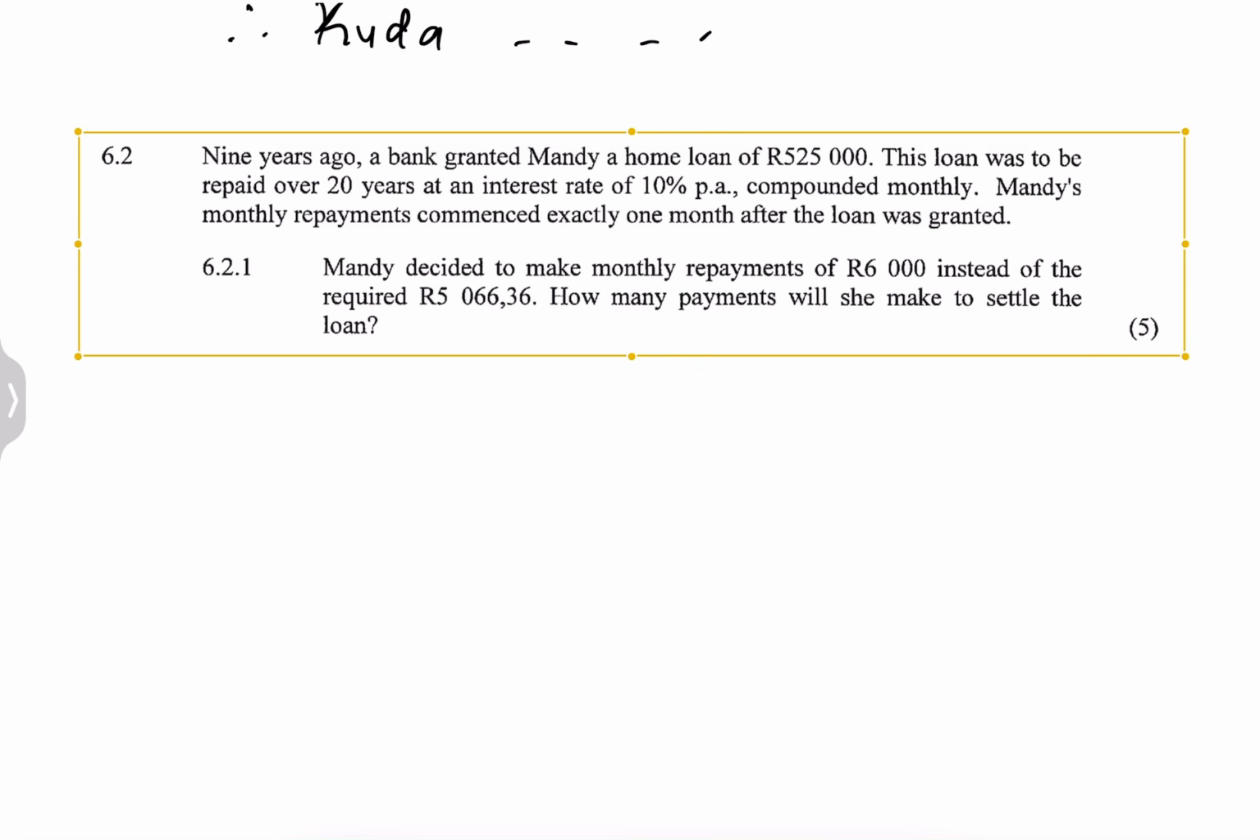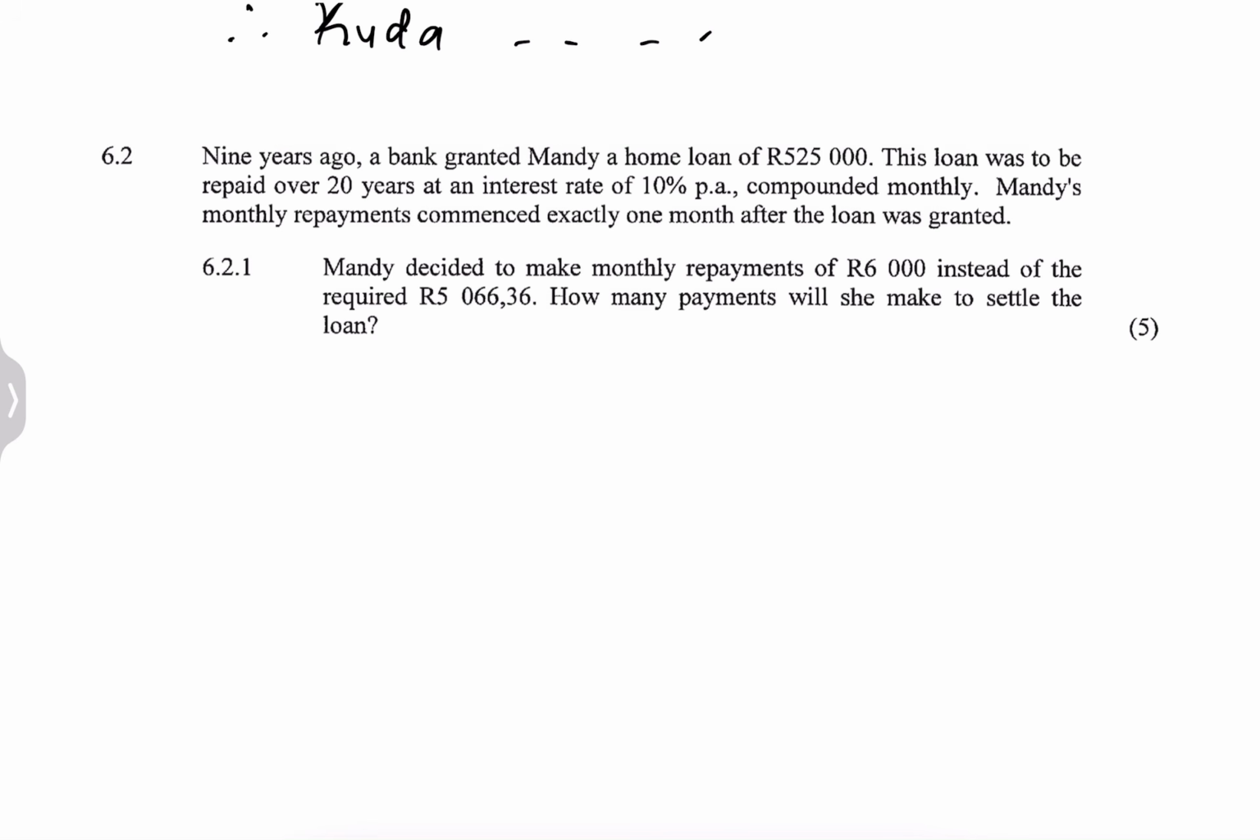All right. They say Mendy was granted a home loan of 525,000. This loan was to be repaid over 20 years, at an interest rate of 10% per annum, compounded monthly. Mendy's monthly repayment commenced exactly 1 month after the loan was granted, which is the usual practice. Mendy decided to make monthly repayments of 6,000 instead of the required 5,066.36. How many repayments will she make to settle the loan?